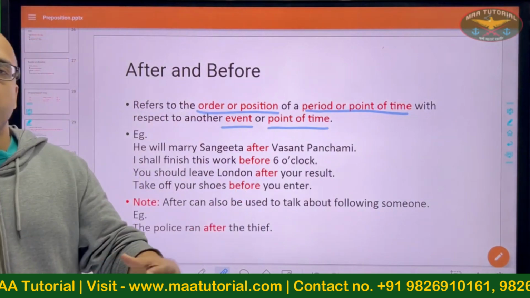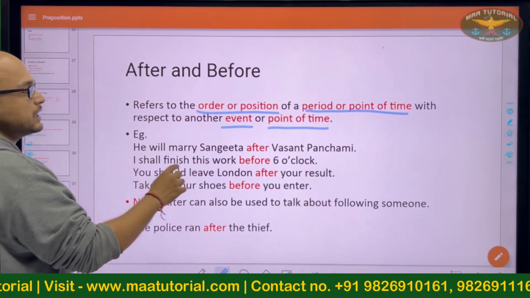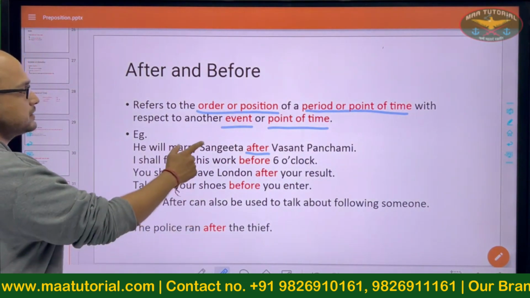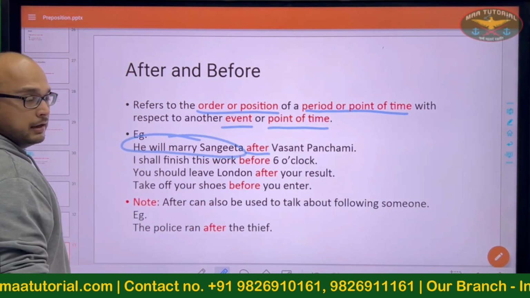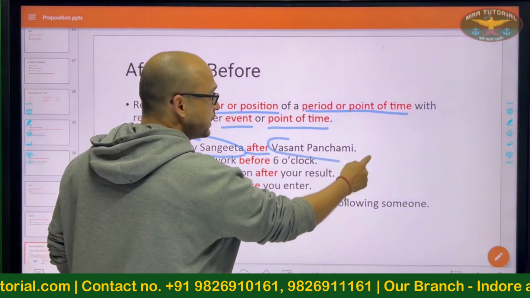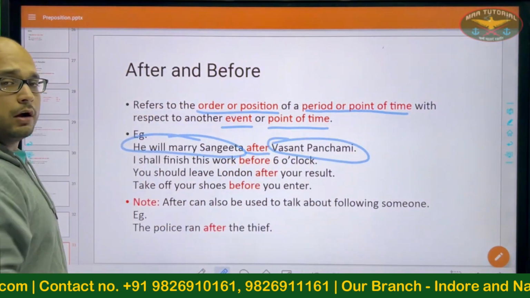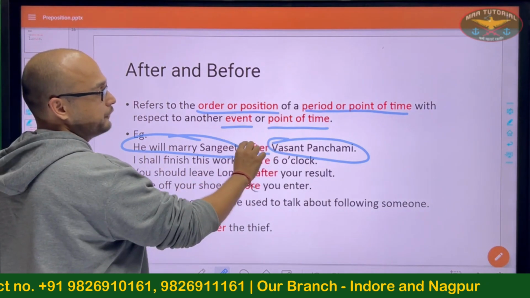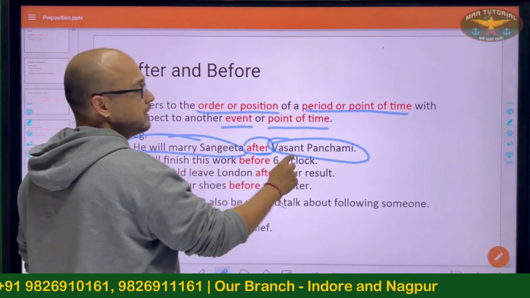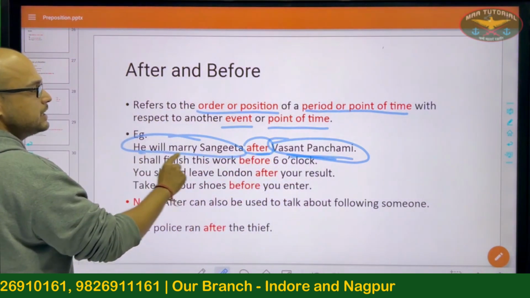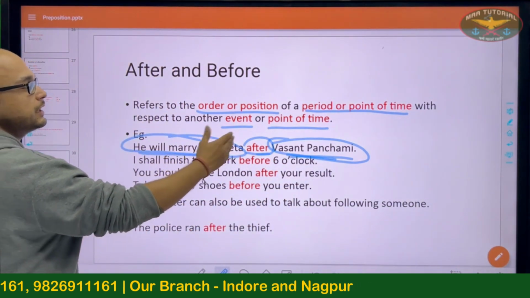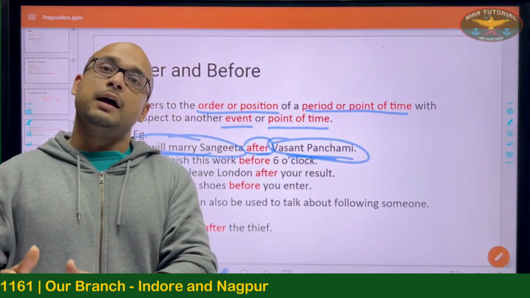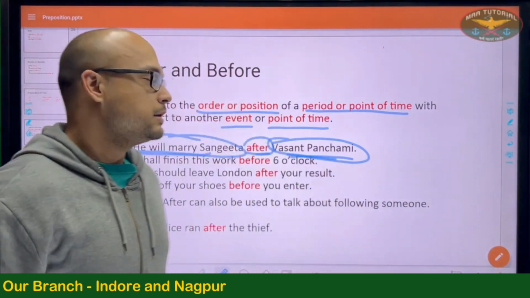If something comes after or something came before something. He will marry Sangeeta after Vasant Panchami. So what is the first instance that we are talking about? His instance of marrying Sangeeta. And when will this come? This will come after Vasant Panchami. This is another instance or event, point of time, and we are talking about the position of them. The after tells us about the position. What will come first? Vasant Panchami will come first and then he will marry Sangeeta. So, he will marry Sangeeta after Vasant Panchami. Vasant Panchami is done, over. Then after Vasant Panchami, he will marry Sangeeta.